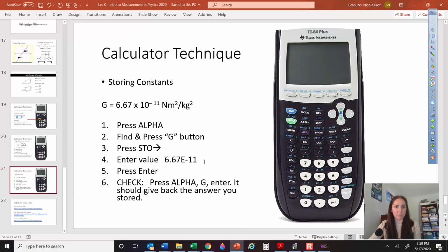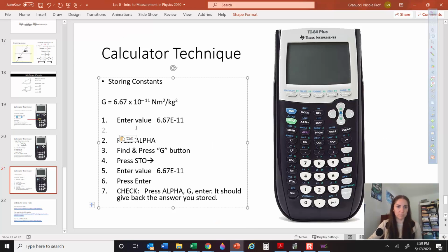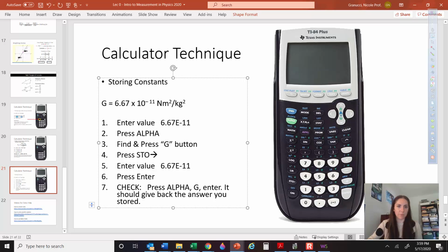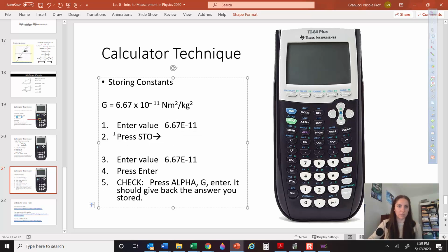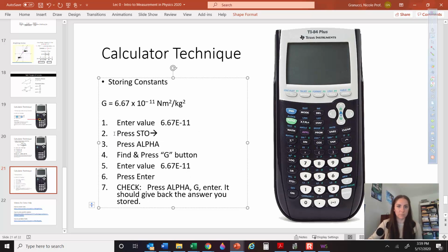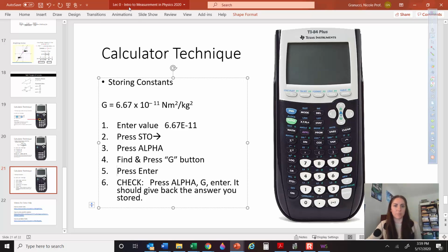In fact, I think I wrote it backwards. Let me fix this. You enter the value first, then press store, and then alpha G. So let me just fix this. You'll get the updated version. There you go. So let's do one of those. Very good. We fixed that up.